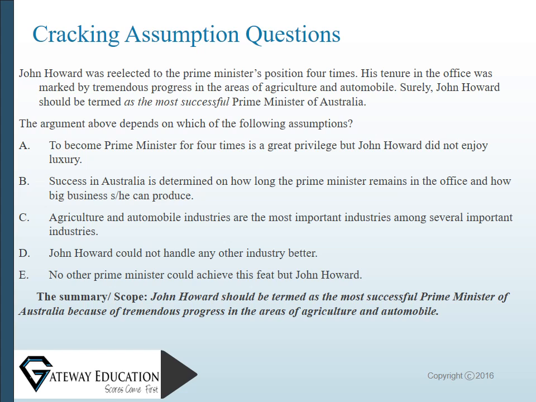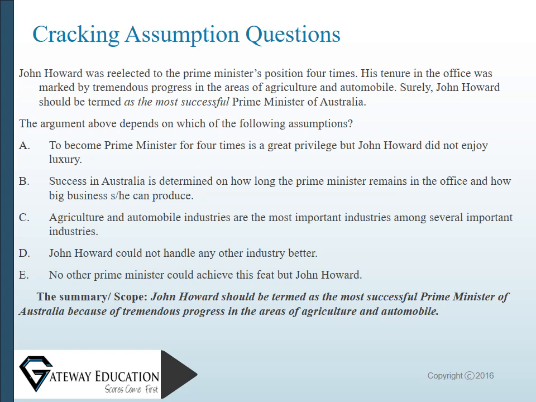The argument is the same. John Howard was re-elected to the Prime Minister's position 4 times. His tenure in the office was marked by tremendous progress in the areas of agriculture and automobile. Surely, John Howard should be termed as the most successful Prime Minister of Australia. One thing is very clear with us, that is called summary. And you will be amazed to know that when you are doing an assumption question, the best option is nothing but the summary itself. So any option that comes very close to the summary is our answer.